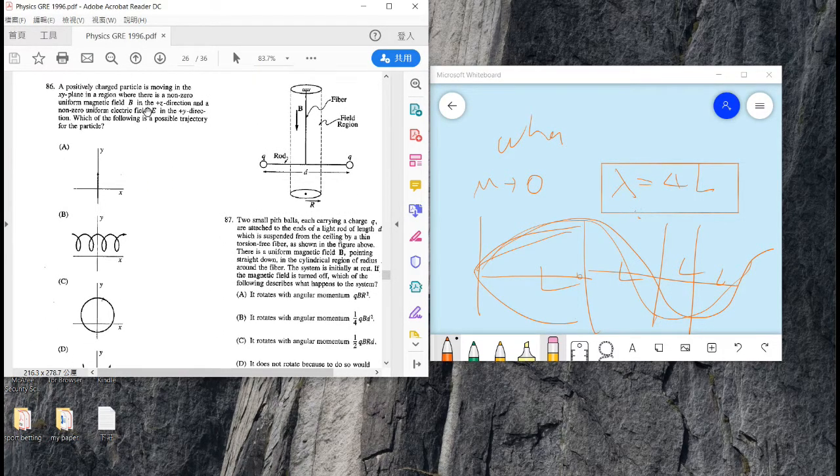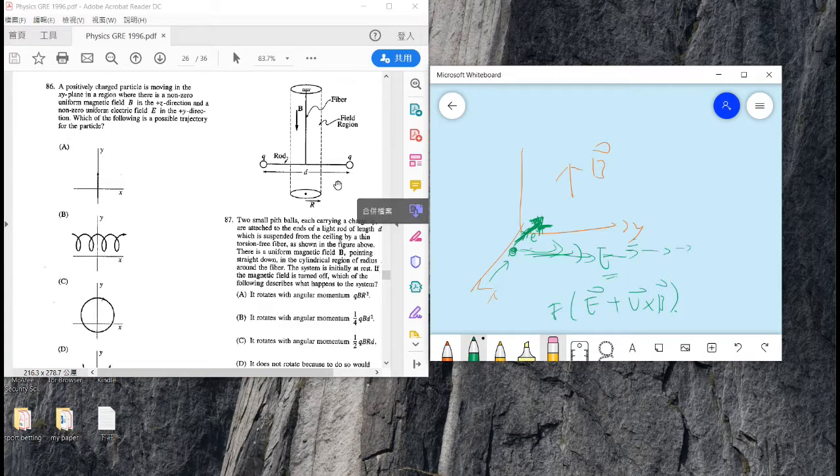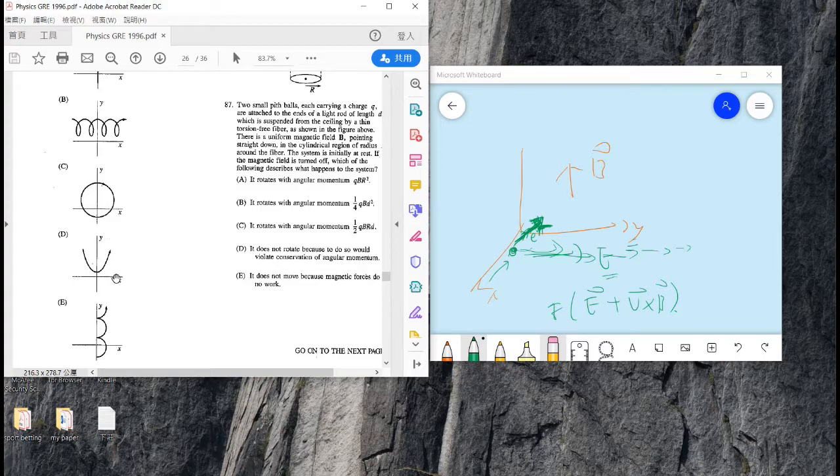Okay, so 86 is also an easy question. You have in the XY plane a magnetic field and a positive y direction electric field. The Lorentz force is qE plus qv cross B. So you know that there's a positive E in the y direction, so this particle should keep moving along the y direction. So which one has that? A or E?